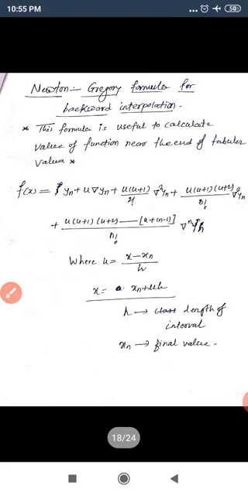Now the next is Newton backward formula. So Newton-Gregory formula for backward interpolation. Now this formula is useful to calculate the value of the function near the end of tabular values.